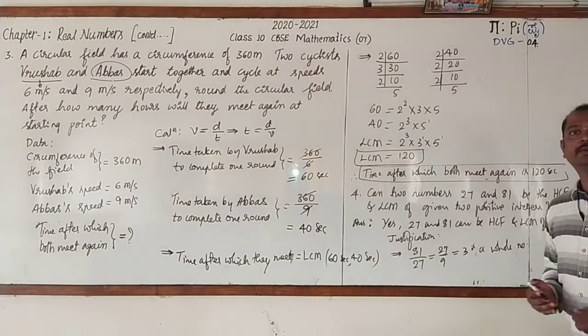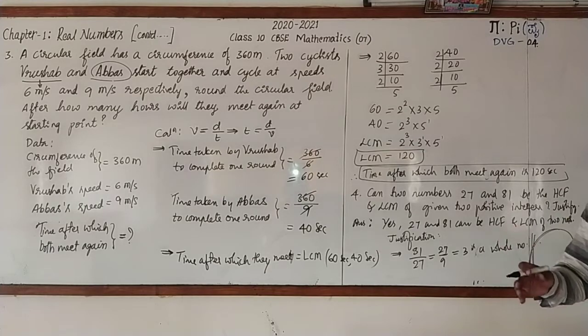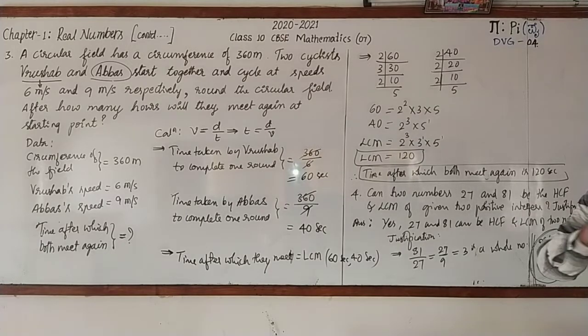Therefore, 21 and 81 are the HCF and LCM of the given positive integers. Understood? If I take another example, just for discussion, let your attention be here. Suppose there are 2 numbers, we have found out their HCF and LCM, and I am going to write those numbers. HCF is 20 and LCM is 100. Is it possible to take 20 and 100 as the HCF and LCM? Yes. Why? Because 100 can be divided by 20 completely.